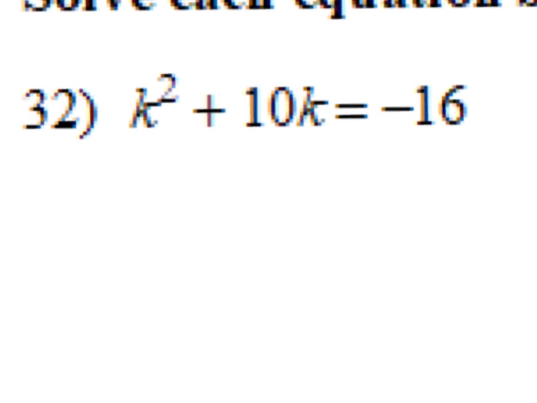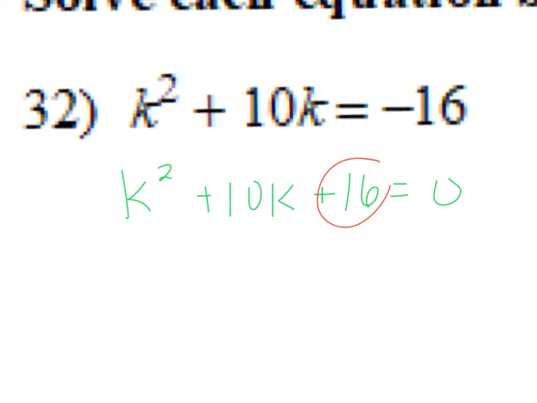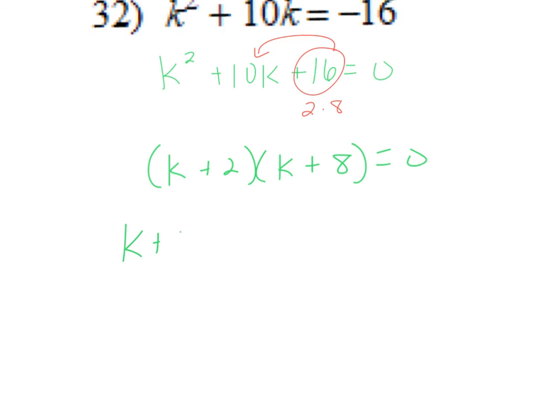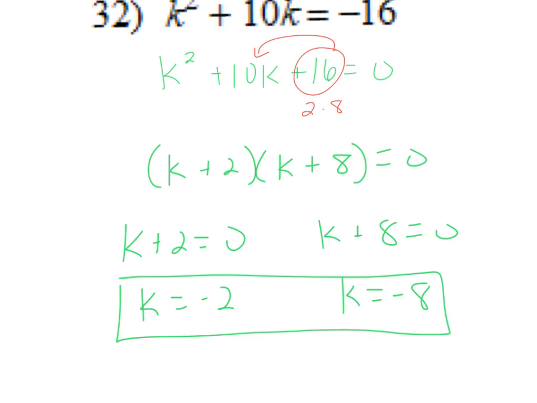So solve by factoring. Let's go ahead and set equal to 0 first. Remember, always set equal to 0. So k squared plus 10k plus 16 equals 0. Now I'm looking for factors of 16 that get me 10. So 2 times 8 pops in there. So I'm going to get k plus 2, k plus 8 equals 0. Now that they're both set equal to 0, go ahead and solve them. So now I'm going to subtract the 2 over and get negative 2. I'm going to subtract the 8 over and get negative 8. So your answers are negative 2 and negative 8.